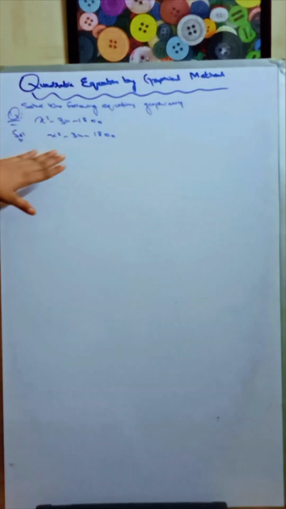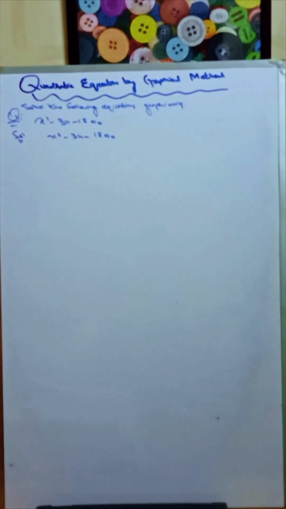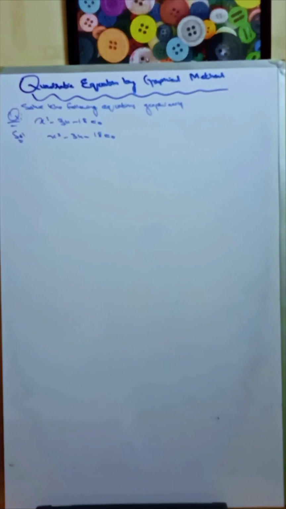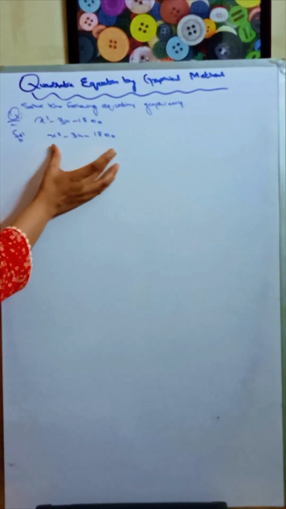x square minus 2x minus 18. I have told you in the previous lecture, whenever you see such a question, you have to solve it by the completing square method, not by using the quadratic formula. So let's begin. We are solving it by the completing square method.